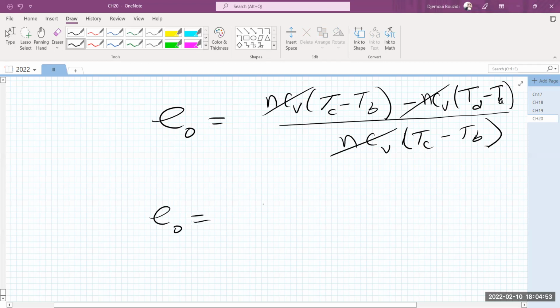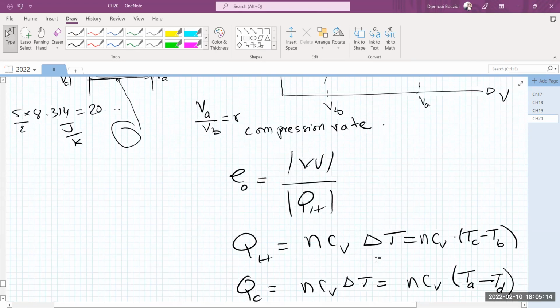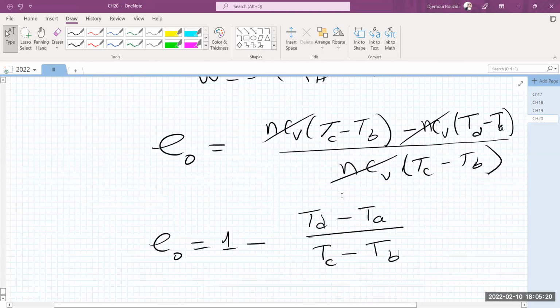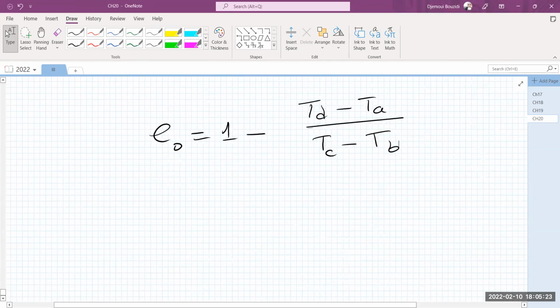Anyway, E naught is going, obviously TC minus TB over TC minus TB is 1. Okay. Minus TD minus TA over TC minus TB. That's the whole thing in here for this. The difference in temperature here in this stage over the difference in temperature over this stage. Take that ratio, subtract it from 1, and you get the efficiency of this engine.